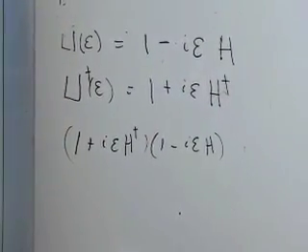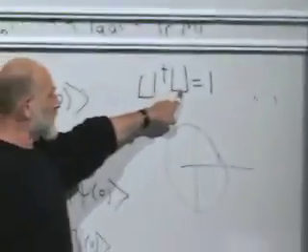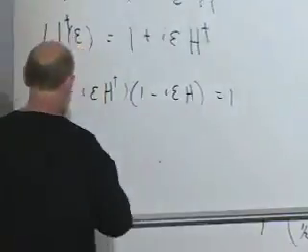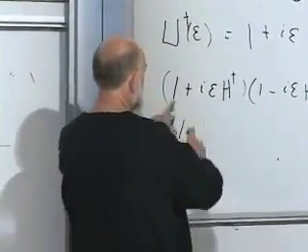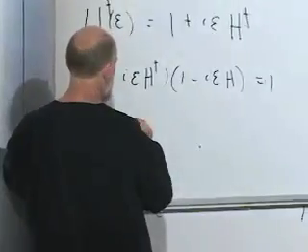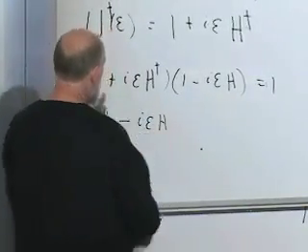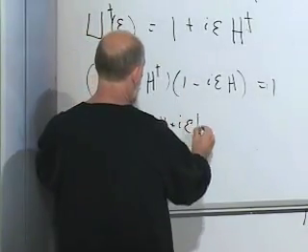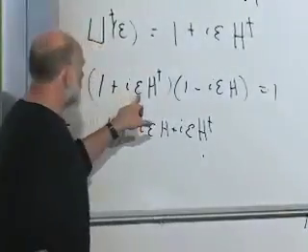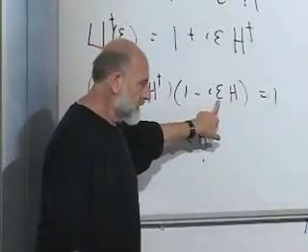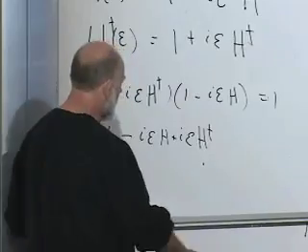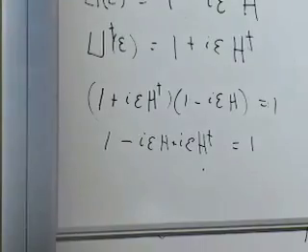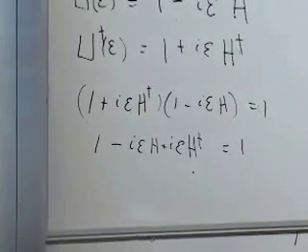What does that have to equal? Well, if U is unitary, that has to equal 1. So let's expand it out. We have 1 times 1, then minus i epsilon h, and then plus i epsilon h dagger, and then something of order epsilon squared. All of that has to equal 1, and we're going to ignore epsilon squared. Epsilon is so small that we can ignore it.